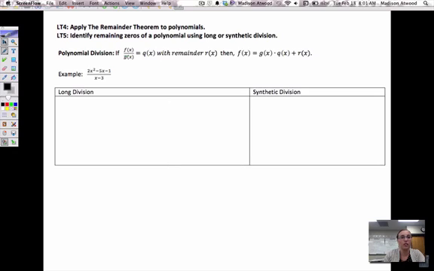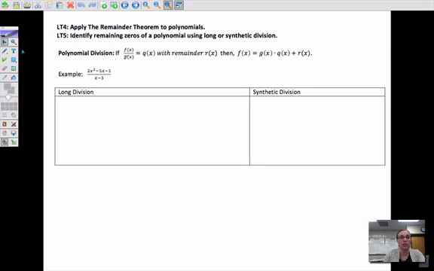Okay, so we're going to talk about two learning targets together, and it's going to have kind of a lot of concepts, but they all kind of are connected. So that's why we're going to spend hopefully a block day on this. So, f of x divided by g of x. We're just going to be talking about dividing two polynomials equals q of x. So think of that kind of like the quotient with the remainder r of x.